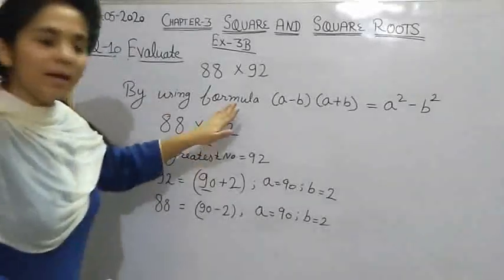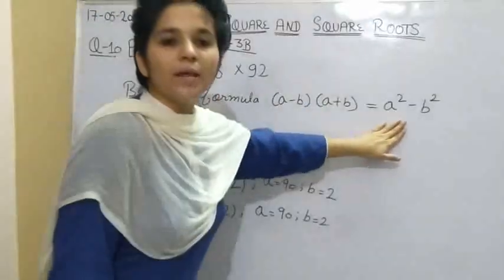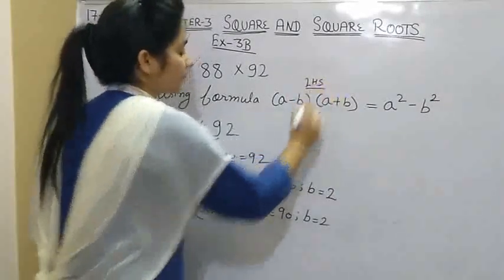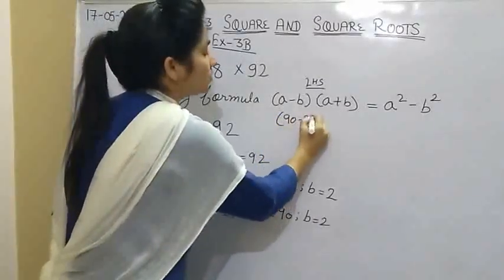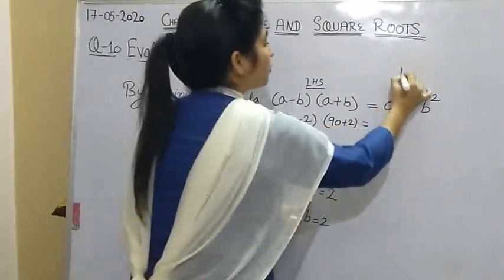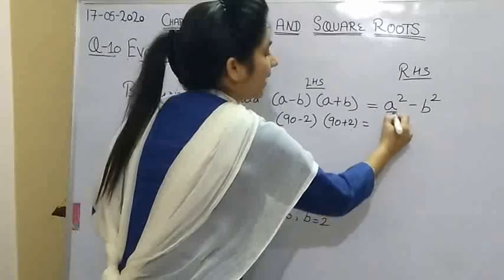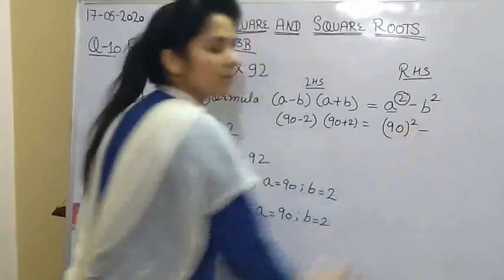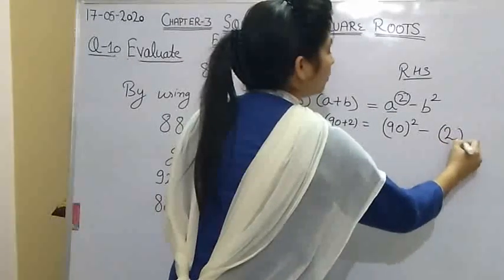So the given formula is (A minus B)(A plus B) equals A square minus B square. Firstly, take your left hand side. The value of A is 90. So (90 minus 2)(90 plus 2) equals, your right hand side is, the value of A is 90 and there is a square also. And the value of B is 2. So you can write 2 square.